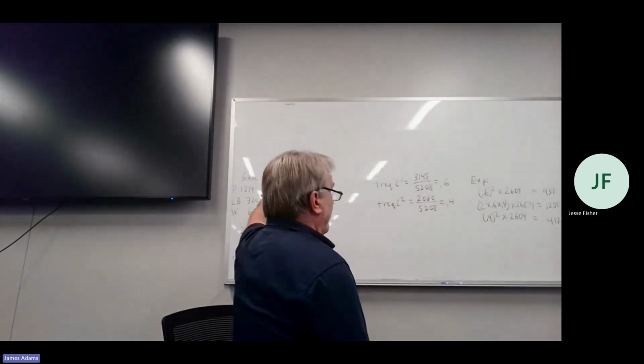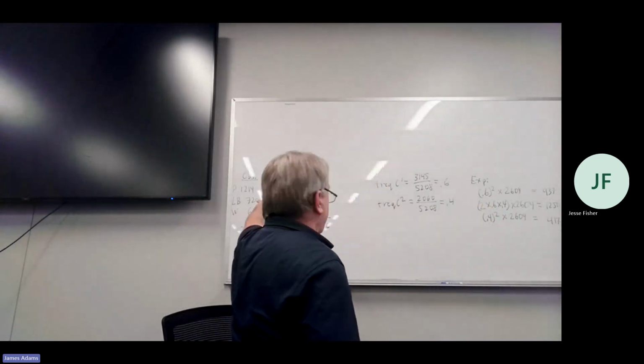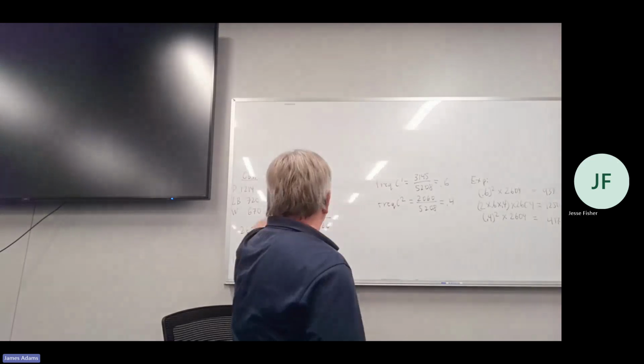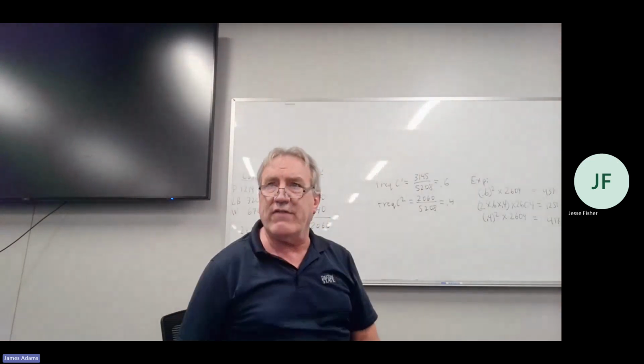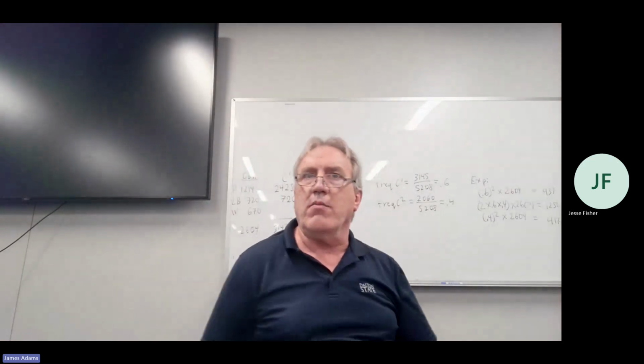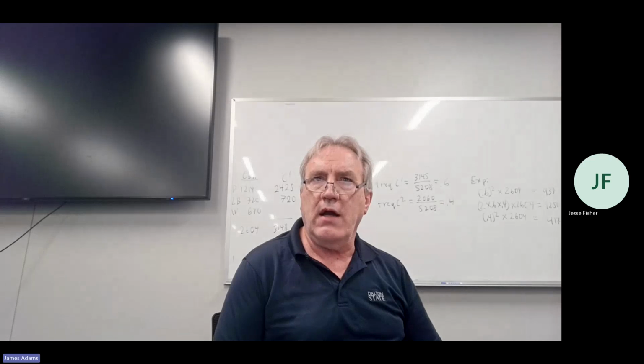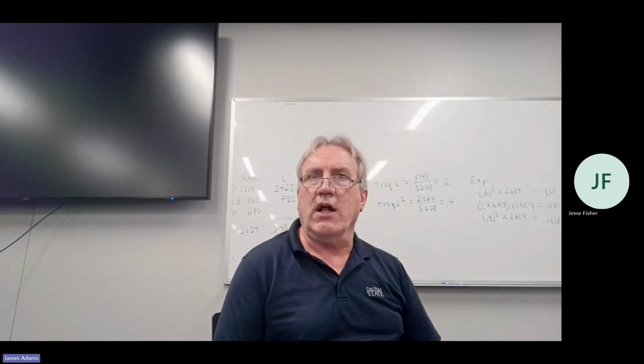937 is, of course, very different from 1214. 1250 is very different from 720. 417 is very different from 670. This is not in Hardy-Weinberg equilibrium, okay? Nowhere close. The expecteds do not match the observed.